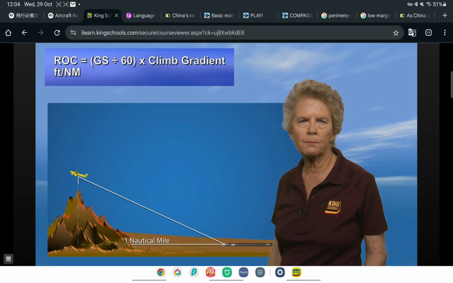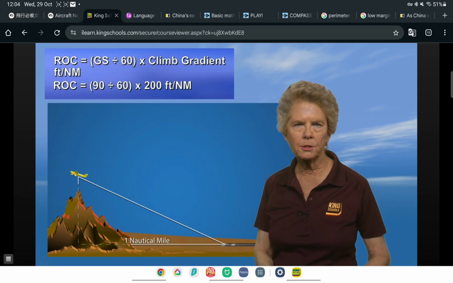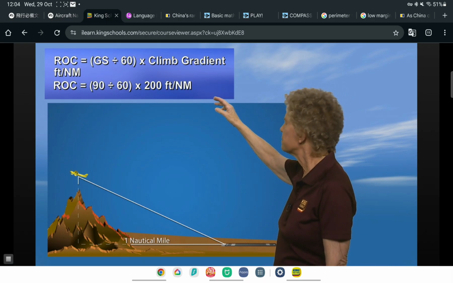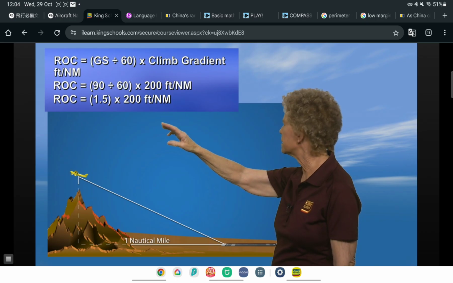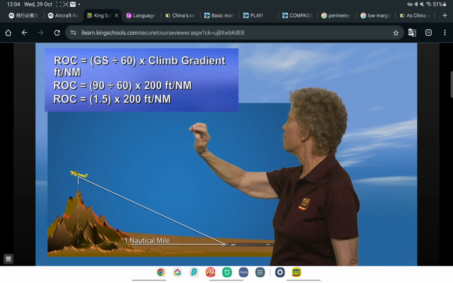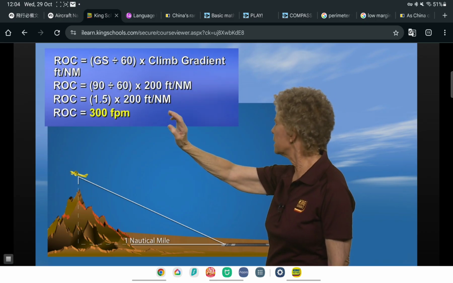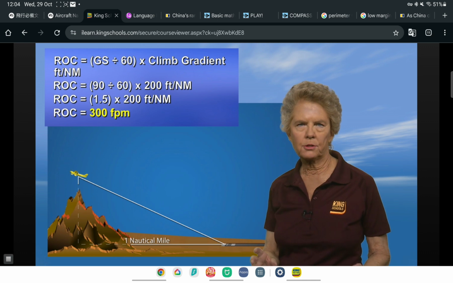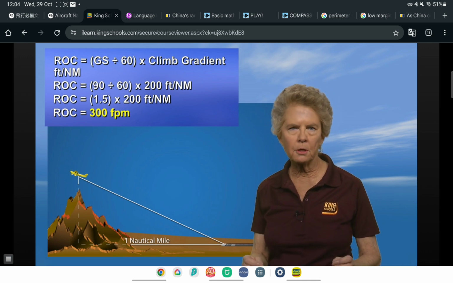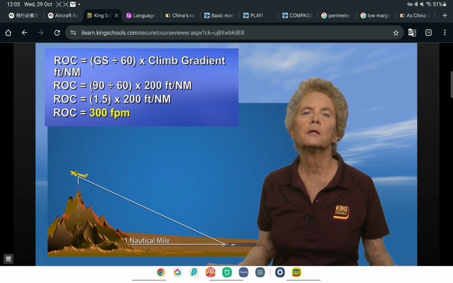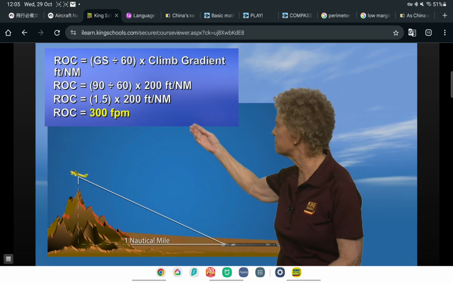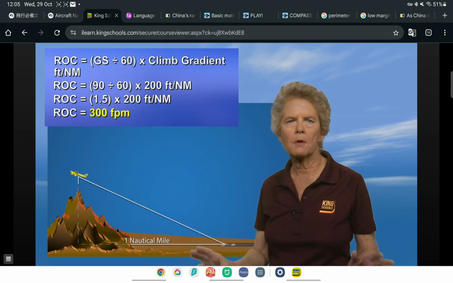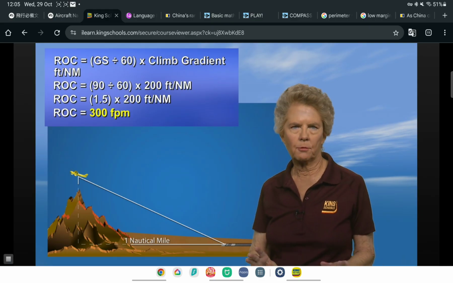So using that formula, just plug in your ground speed of 90 knots and the 200 feet per nautical mile. 90 divided by 60 is 1.5. 1.5 times 200 is 300 feet per minute. So at 90 knots ground speed for a climb gradient of 200 feet per nautical mile, you'll need to climb at 300 feet per minute. Now you can use this formula to find out any rate of climb for any climb gradient.